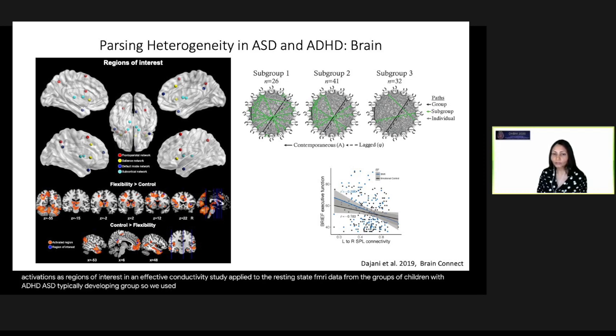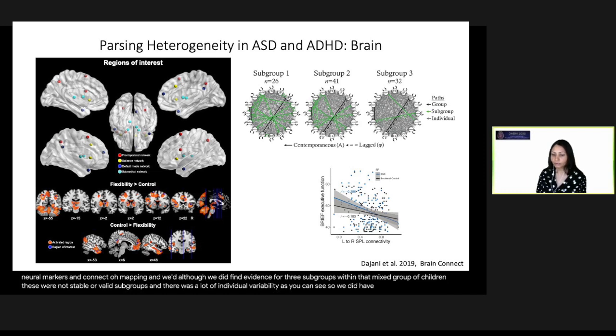So we used group iterative multiple model estimation, which is an effective connectivity approach developed by Kathleen Gates at UNC. This was an attempt to parse heterogeneity using neural markers and connectome mapping. And although we did find evidence for 3 subgroups within that mixed group of children, these were not stable or valid subgroups, and there was a lot of individual variability, as you can see in the connectivity profiles.